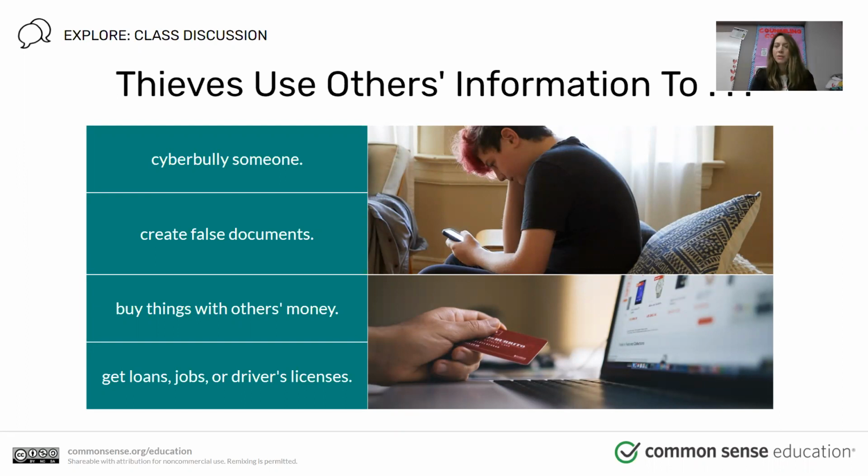They can buy things with others' money. Just like with my credit card in the past, they've gone on shopping sprees at the mall using my credit card, right? They could get loans, jobs, driver licenses. The extremes of identity theft can be overwhelming, and it's really unfortunate, but it's very hard for the person whose identity has been stolen.